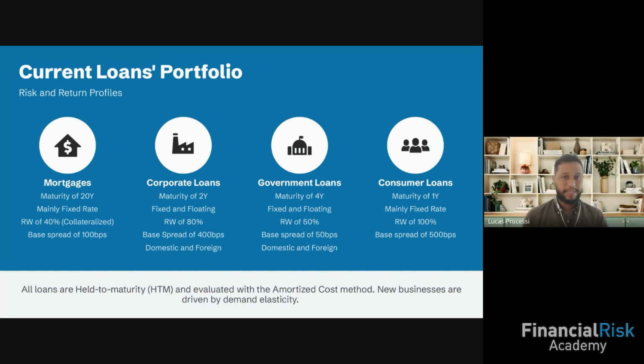And the new business, the new volumes for these portfolios are going to be determined by a demand elasticity curve that we are going to see later.